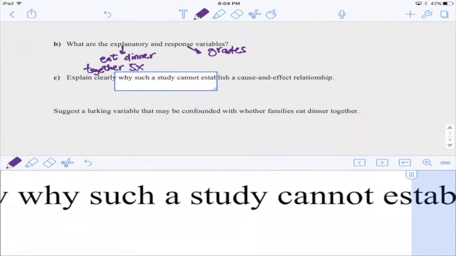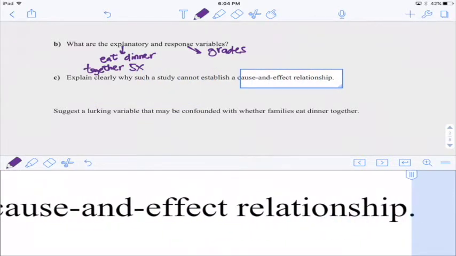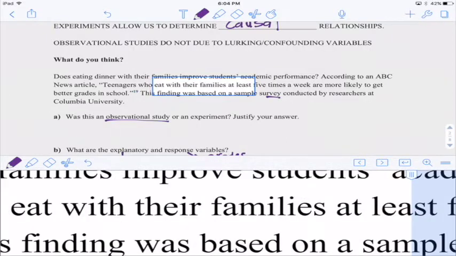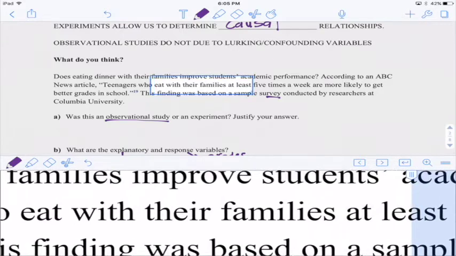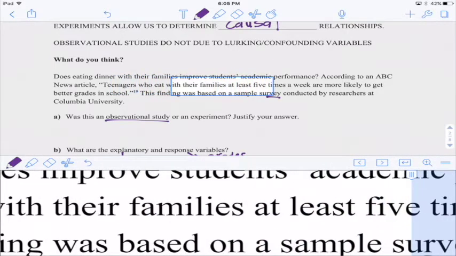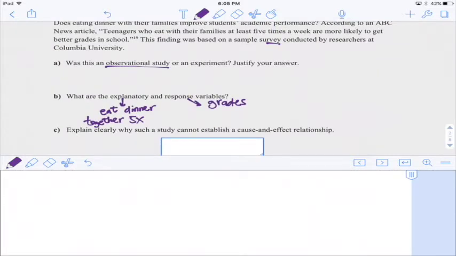Explain why such a study cannot establish a cause and effect relationship. Well, think about all the confounding variables in here. What are other reasons that they would eat together or not eat together? Well, if you think about people who may have many jobs that might be living in poverty, they might not be able to eat together. So there's a lurking variable right there. There could be many other lurking variables, but there's just one for an example, and you can explain that.